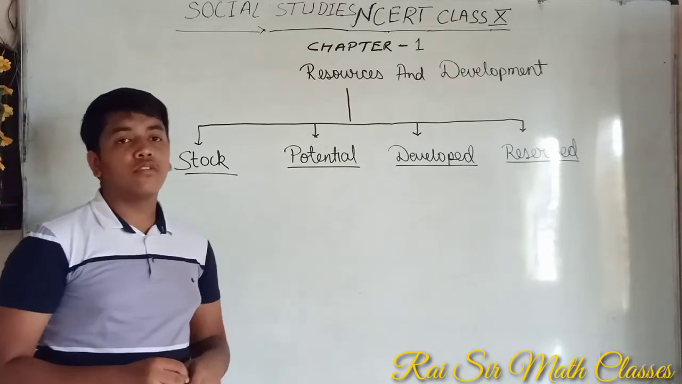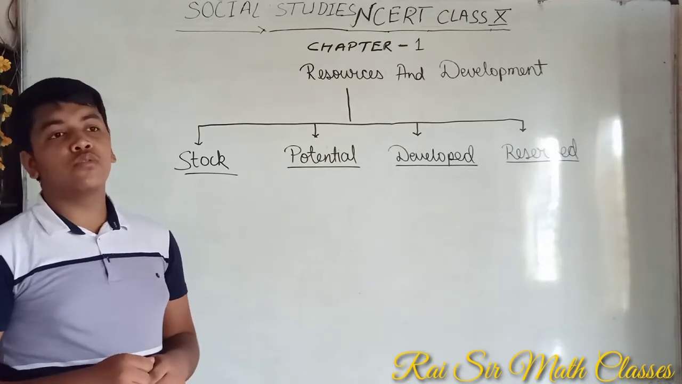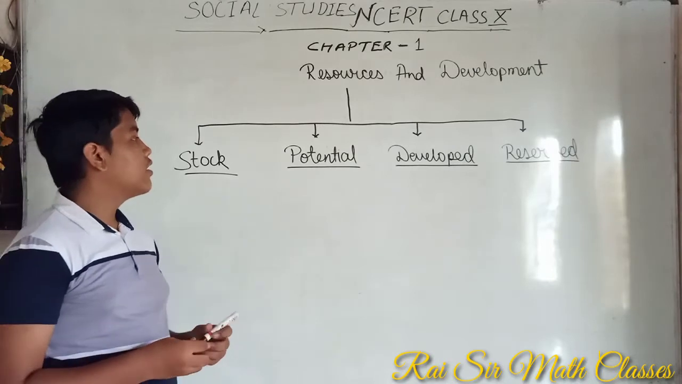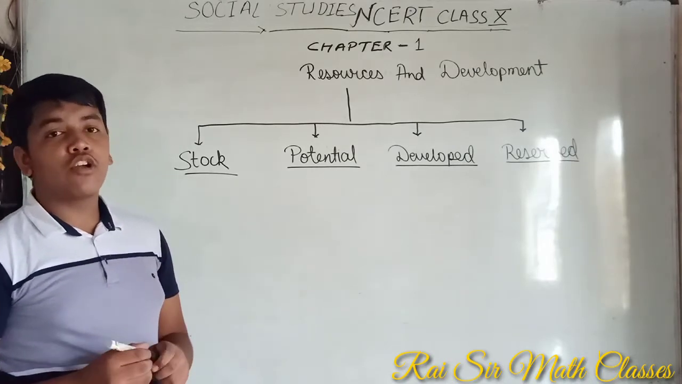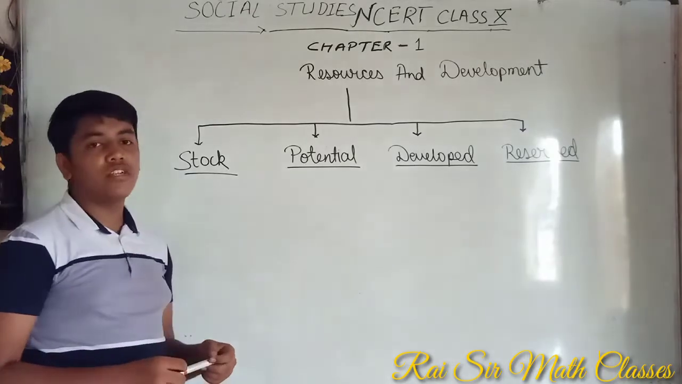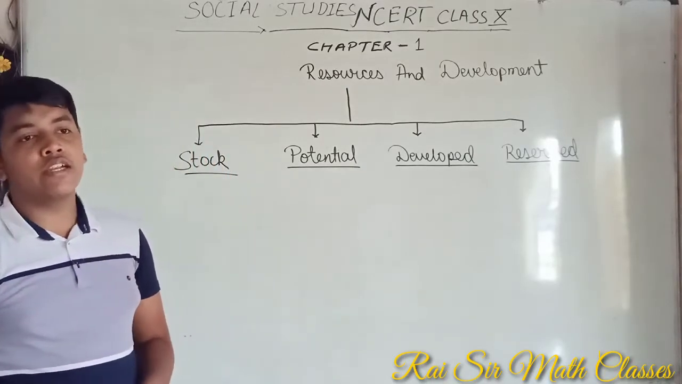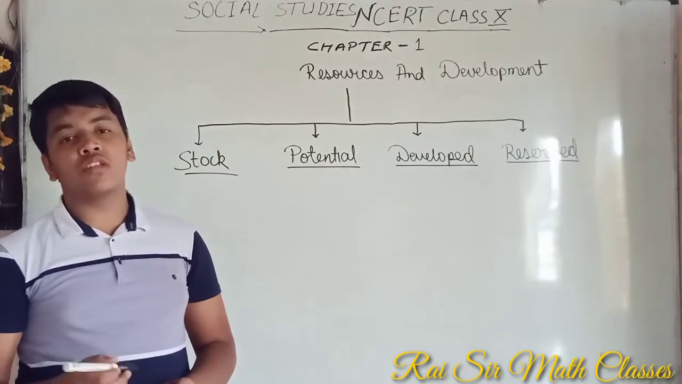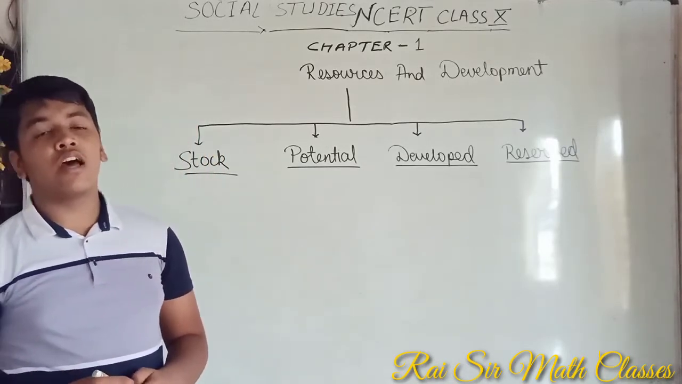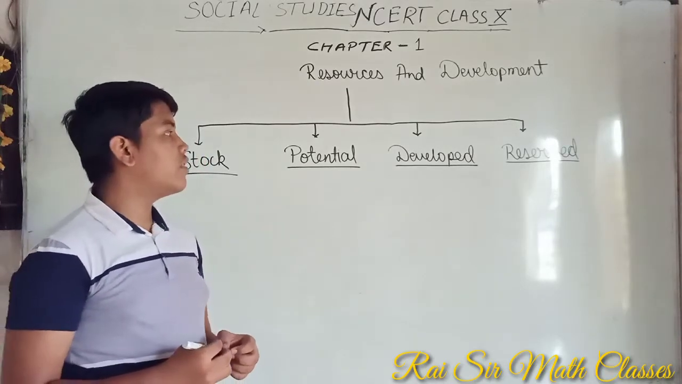Potential resources are the resources which we know can satisfy human needs, or for which we have the knowledge of how to use them, and they are termed as potential. From the word developed, we know that they are being developed or can be used in future. And reserved means they are being reserved or saved for the future generation.